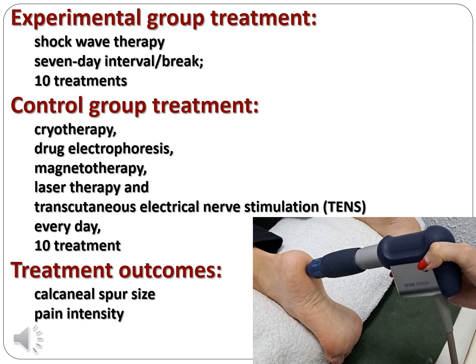The size of the calcaneal spur was measured in all patients in the beginning of the study. To this end, ultrasound or X-ray diagnosis was applied. Pain intensity was determined by using the visual analog scale for pain.